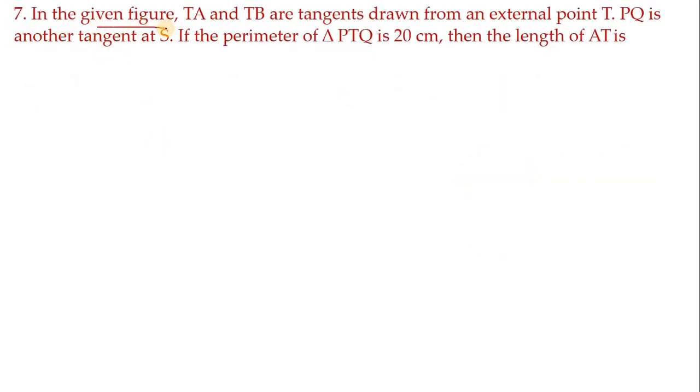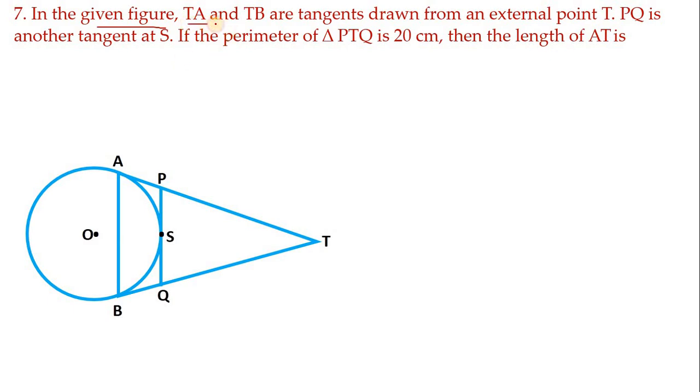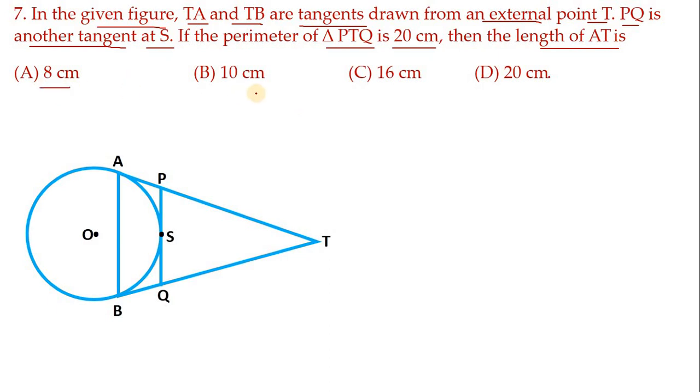In the given figure, TA and TB are tangents drawn from an external point P. PQ is another tangent at S. If the perimeter of triangle PTQ is 20 cm, then the length of AP is. Children, this is a quite difficult problem. It takes much time to make you to understand. So understand well. So given options are 8 cm, 10 cm, 16 cm and 20 cm.